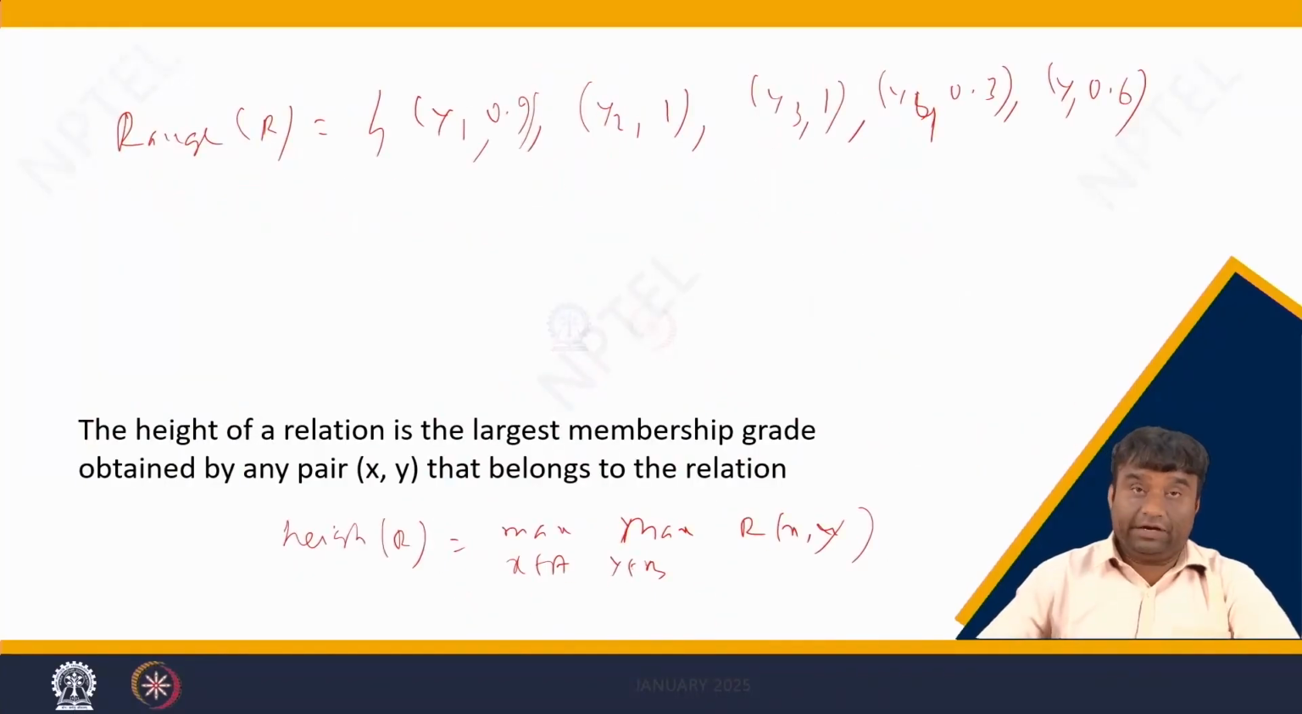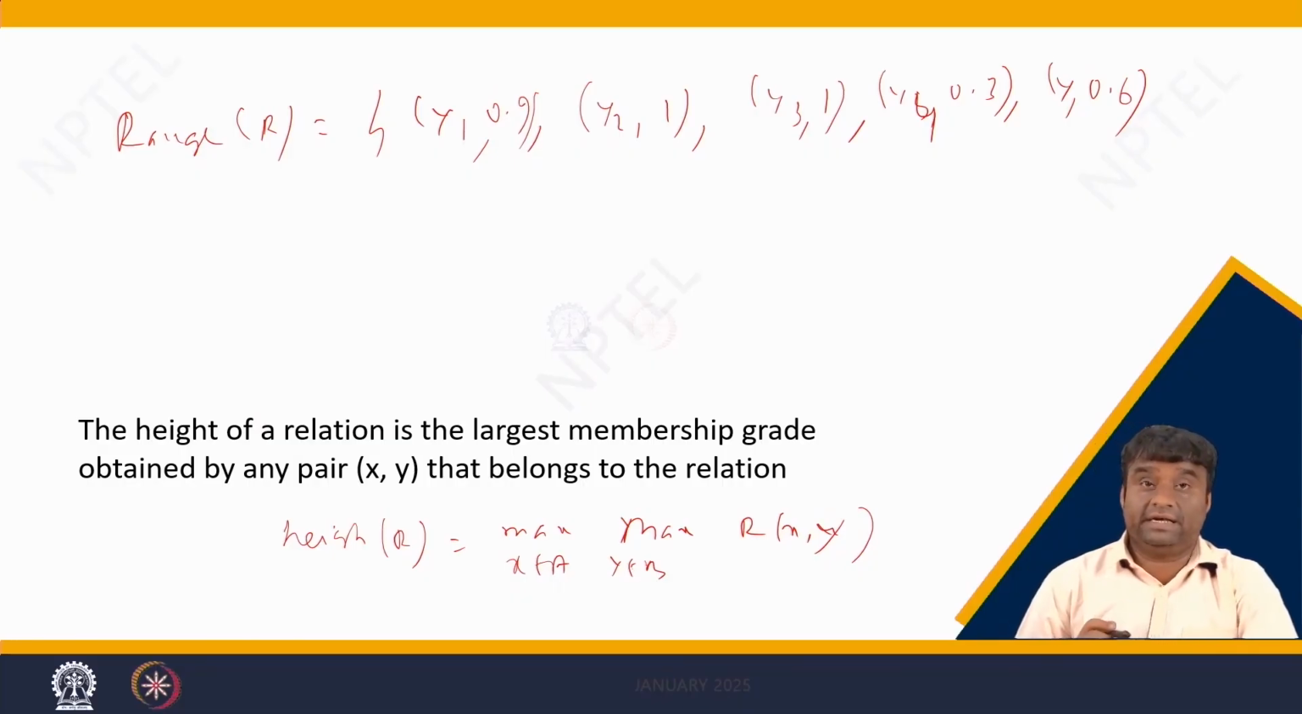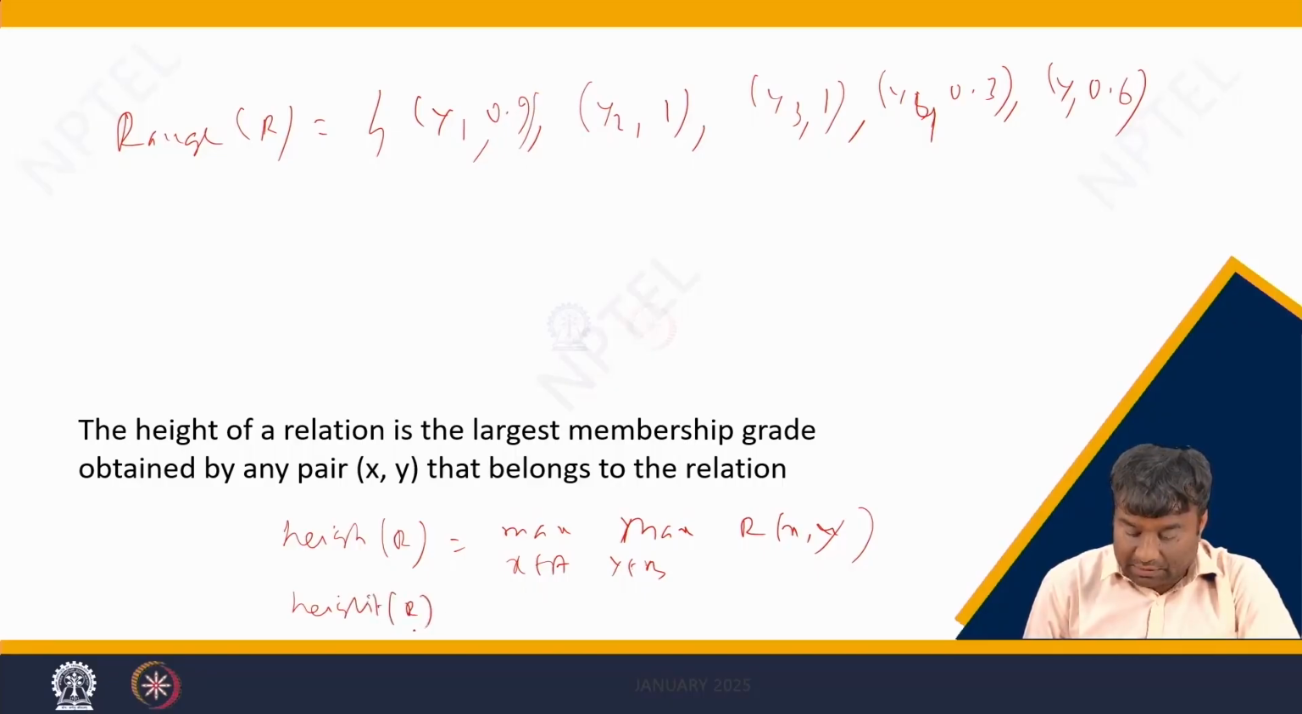So the height of the relation is the largest membership grade obtained by any pair x, y that belongs to the relation. You can write height of R is maximum x belongs to A, maximum y belongs to B, R(x,y). That is the maximum value in the membership grade. So here you have seen the maximum value of the membership grade is 1. So here height of the relation is 1. So in this example, height of R is 1.